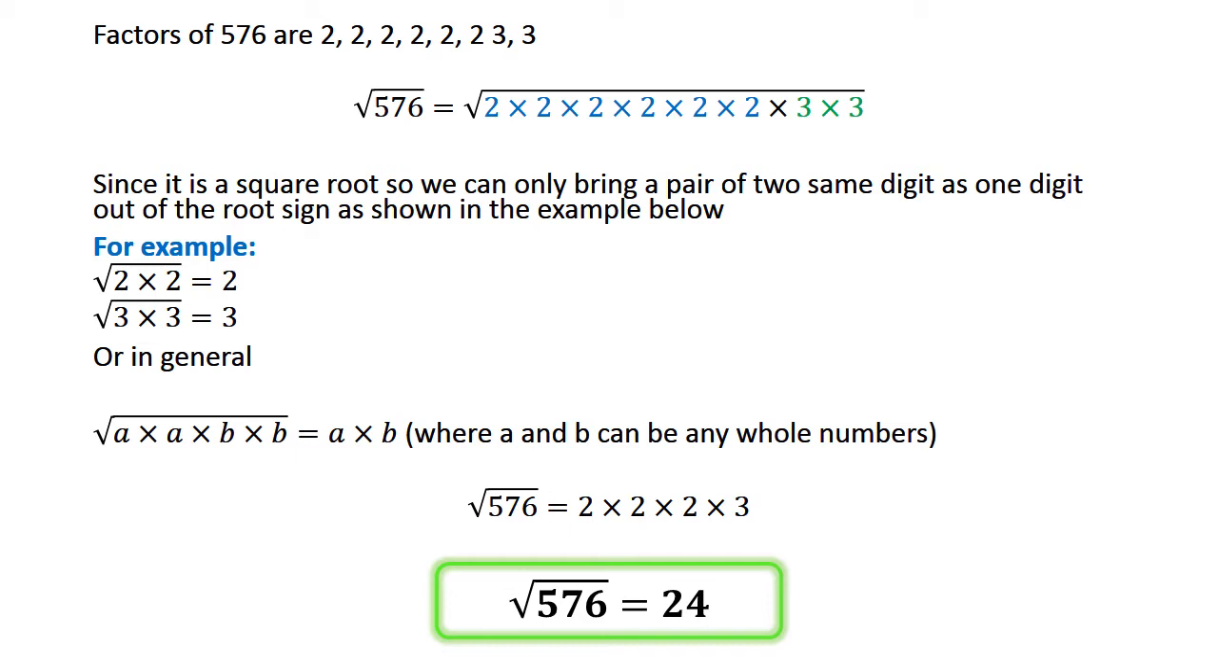So in the factors of 576, 3 pairs of 2 and 1 pair of 3 are possible, so we can bring three 2s and one 3 out of the square root sign and write them in product form, that is 2 multiplied by 2 multiplied by 2 multiplied by 3, and by multiplying these four numbers we get 24 as the answer. So the square root of 576 is 24.